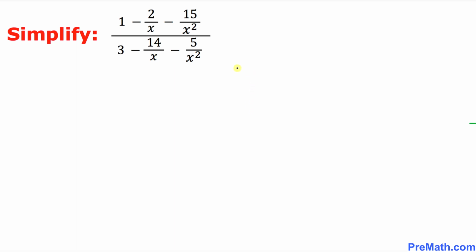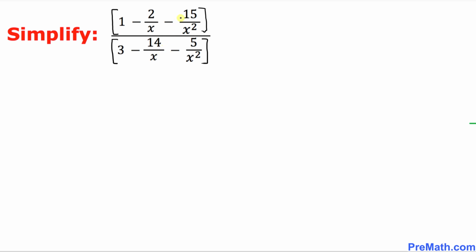In this video tutorial, we are going to simplify this given rational expression. To make things simple, let's put a bracket on the top part over here, and we are going to put a bracket on the bottom part as well. The top part is going to be our numerator and the bottom part is going to be our denominator.